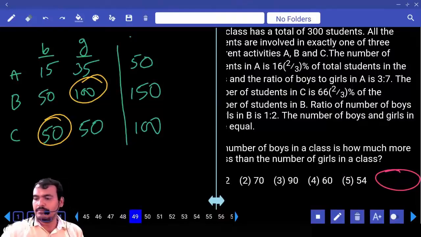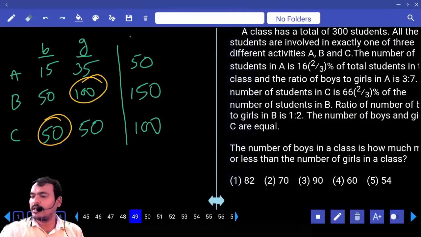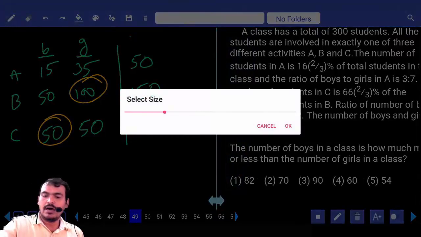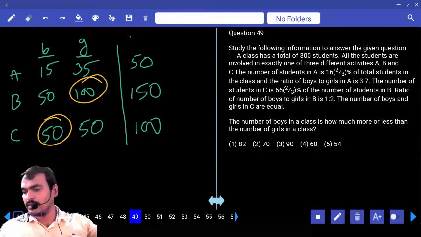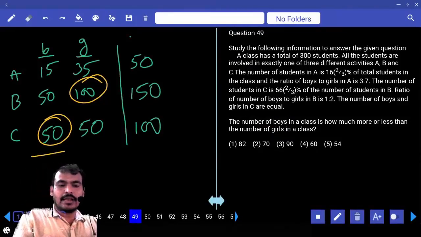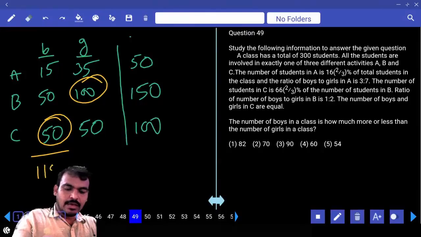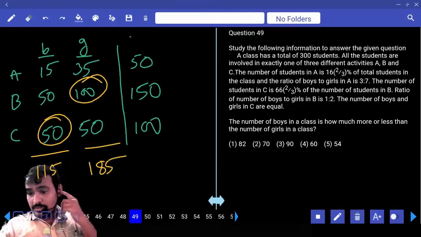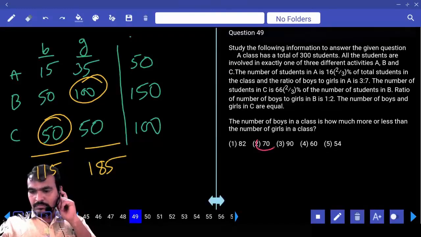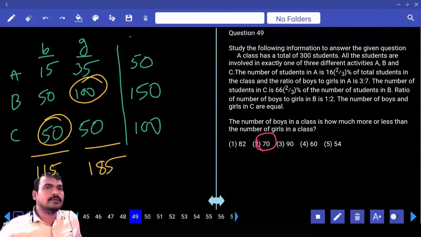Next, 49. The number of boys in all classes is how much less than the number of girls in all classes? Boys in all classes, nothing but all the boys added. All the boys are 115. All the girls 185. What is the difference? 70. Percentage or value? Value.